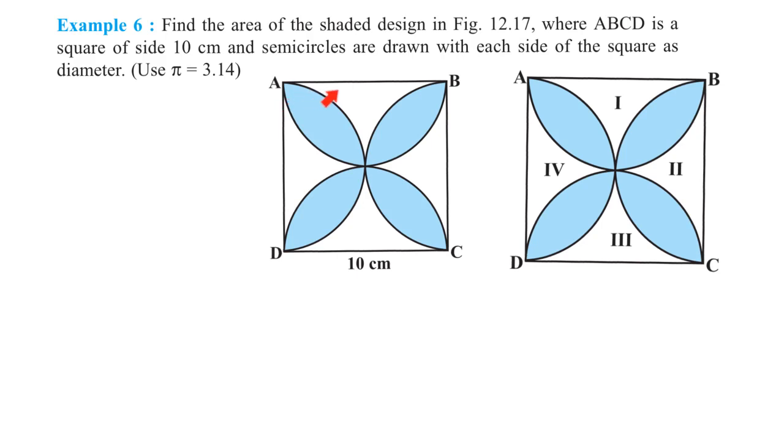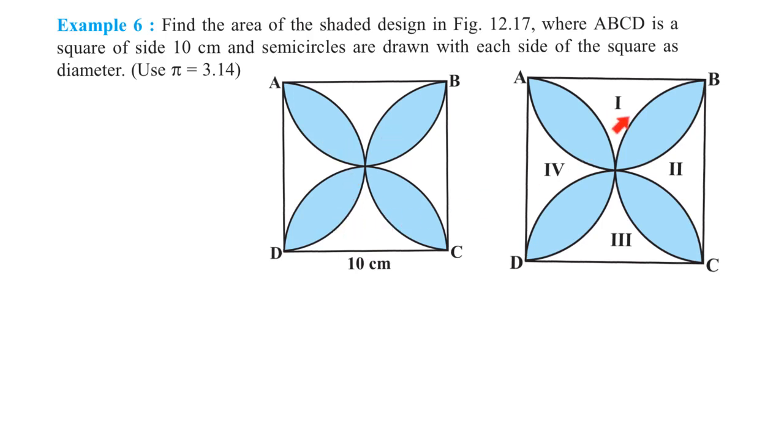So we have a square ABCD. The side of each square is 10 centimeters. There is a semicircle drawn. The diameter is 10 centimeters. So obviously the radius is going to be 5 centimeters. We need to find the area of the shaded region.